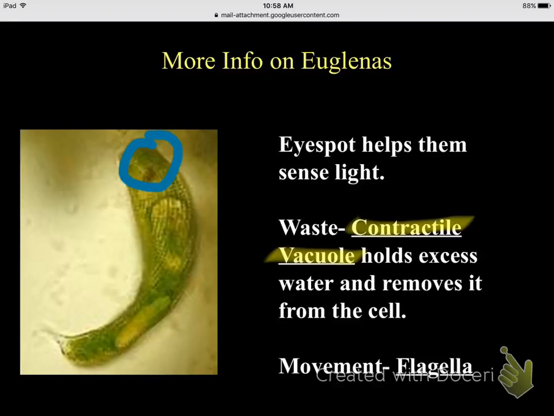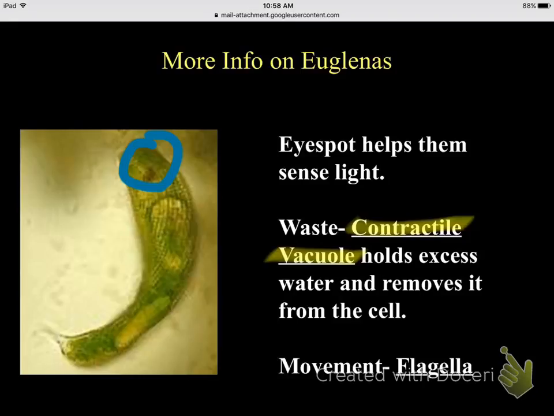So a contractile vacuole is just the storage area inside the euglena that holds excess water. And whenever it's ready to remove this water and remove waste, it opens up to let it out, and then it closes again. So contracting is opening and closing, and a vacuole is like a holding area. So whenever it's ready to release that water and remove the waste, all it does is open, let it out, and then close again.